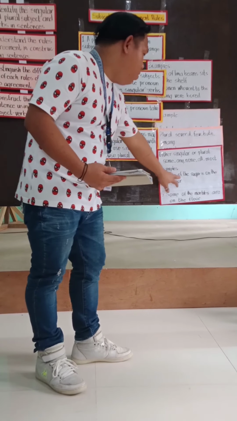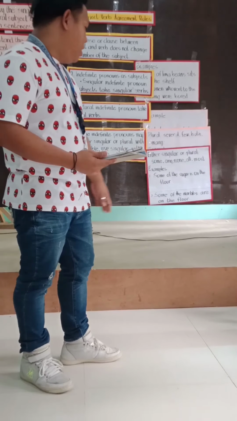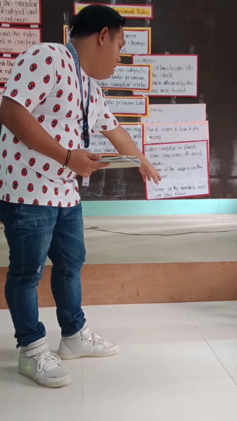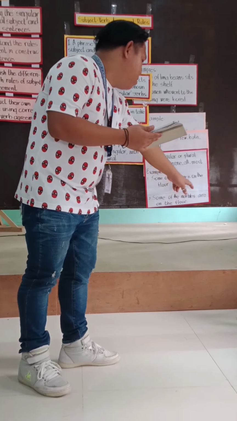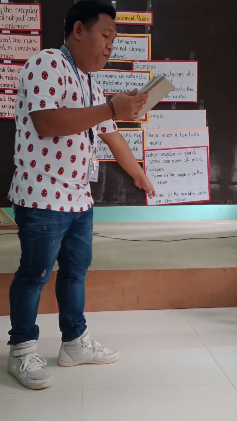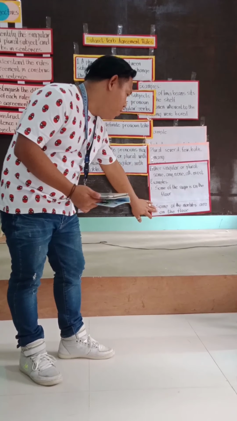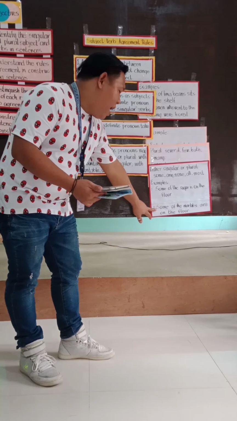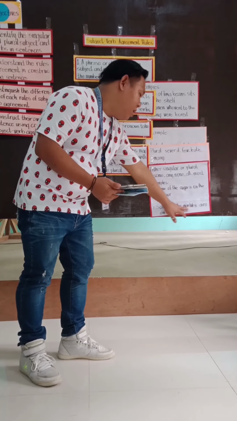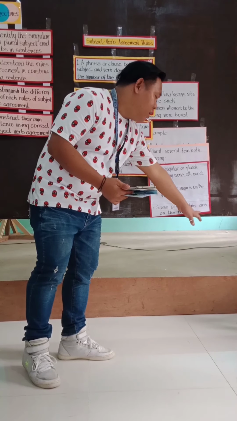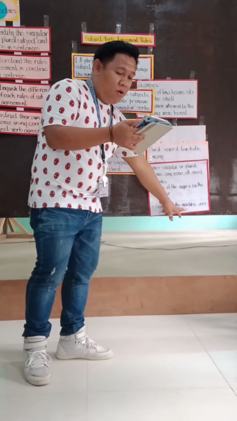Example: some of the sugar is on the floor. Because sugar is uncountable, it is singular. Some is singular, and the verb is singular also because sugar is uncountable. The example number 2: some of the marbles are on the floor. Some is in a plural form because marbles are countable. Now the verb are is plural also because, like what I said, marbles are countable.